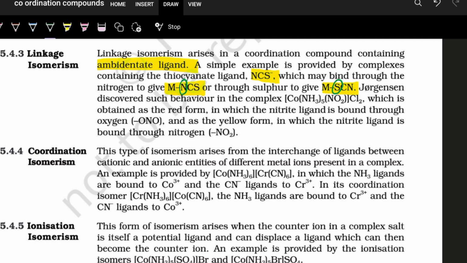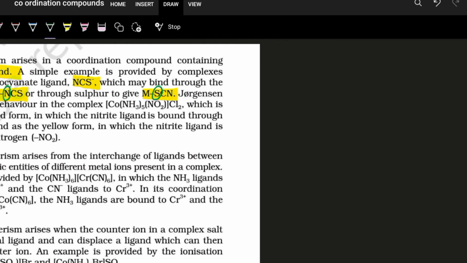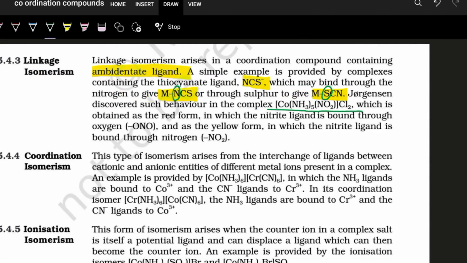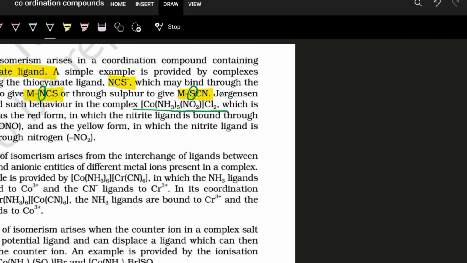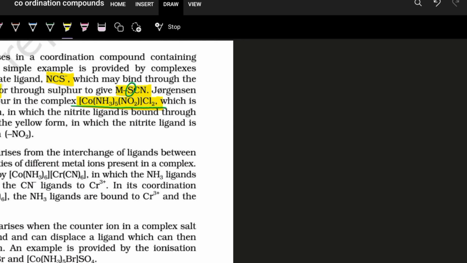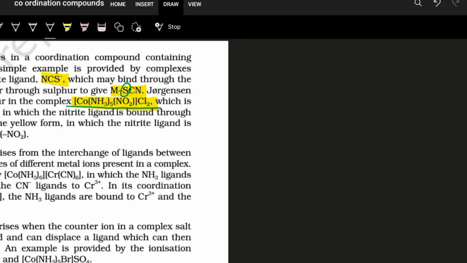The question can be of many types. Suppose anyone tells you to draw, say, the linkage isomer of this particular compound which I have underlined or highlighted. The linkage isomer of this particular compound will be [Co(NH3)5 ...] such which is ambidentate. NO2 is ambidentate. So I can write ONO and then I can keep the other things all same. So try to name the isomers.